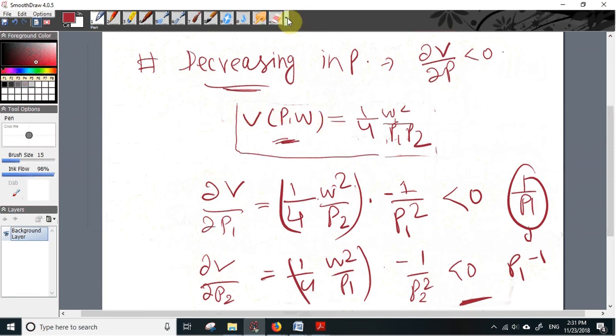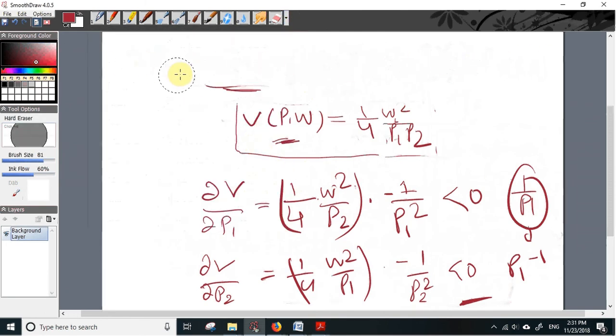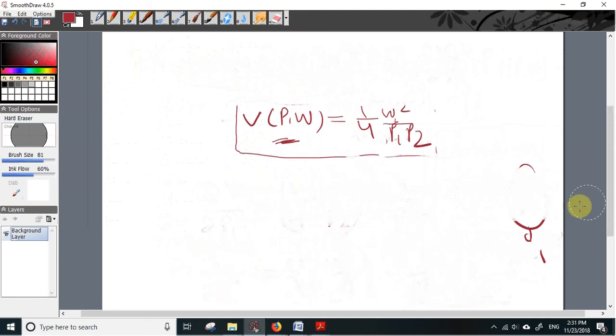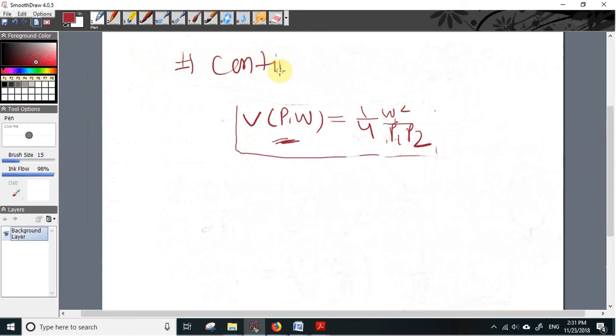And finally, some other properties. One simple property is that the indirect utility function is continuous. Since the utility function is continuous in prices and income, this will be continuous.